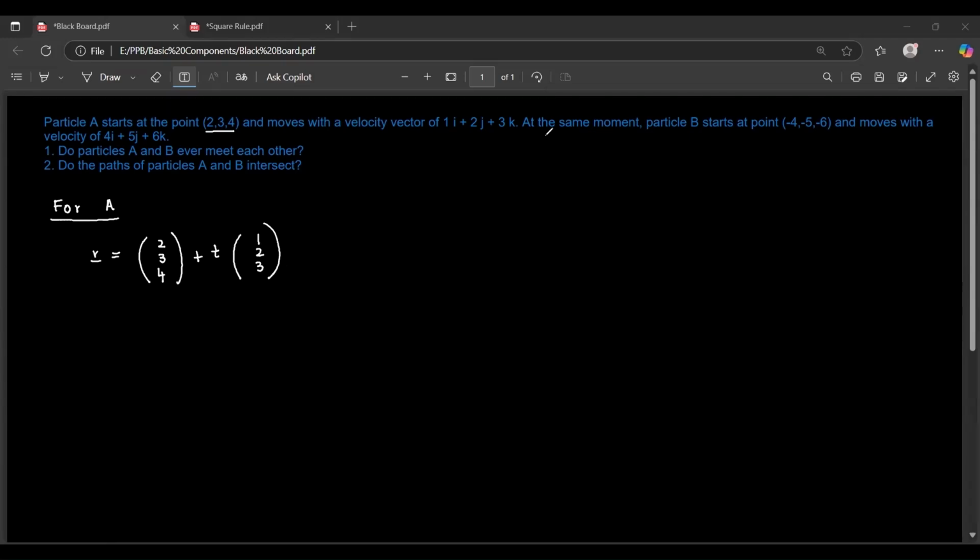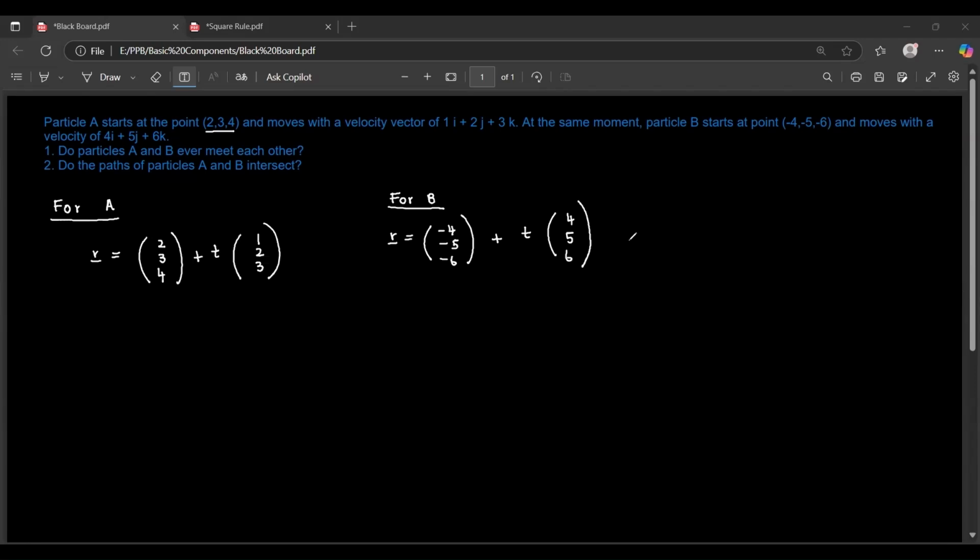And they are saying that at the same moment, another particle, particle B, is starting its motion at the same time. That can be written as, for B, r = (-4, -5, -6) + t(4, 5, 6). The first question is, do particles A and B ever meet each other?